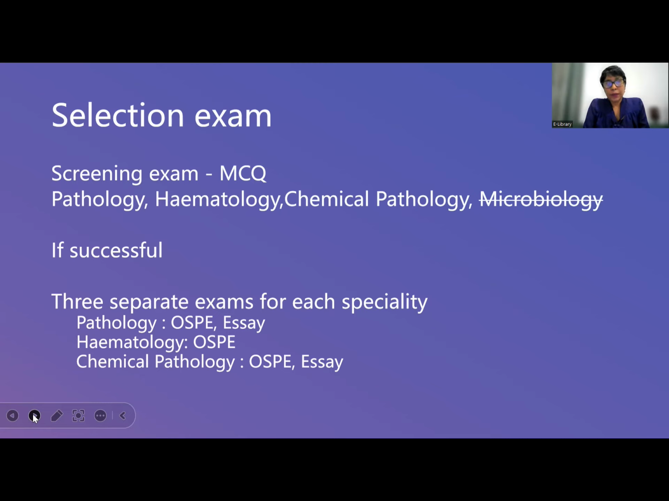So if you are successful in the screening exam, that is 50%, there are 3 separate exams for each specialty: pathology, hematology, and chemical pathology. We will be having 3 exams. So depending on your preferences, you can take one or more exams. For example, if you're only interested in histopathology, you can take the histopathology exam only. But if you want to keep your options open, then you can take 2 or even all 3 exams. So that depends on your preferences.